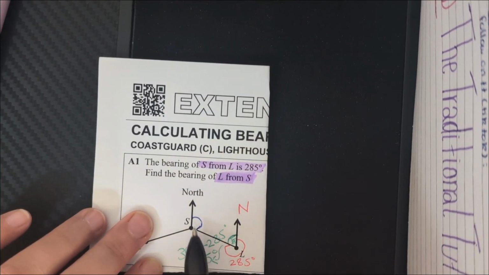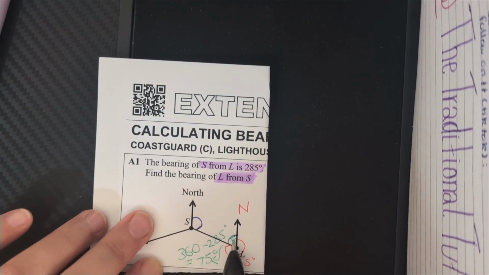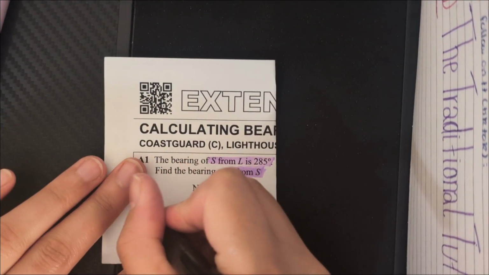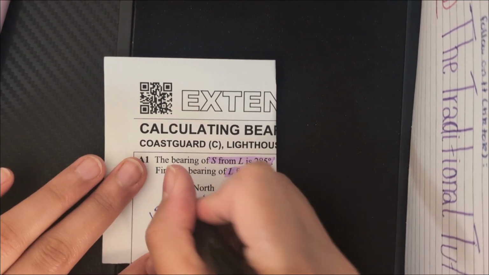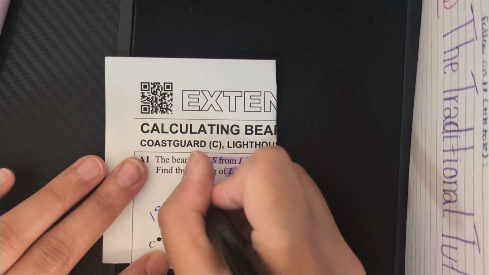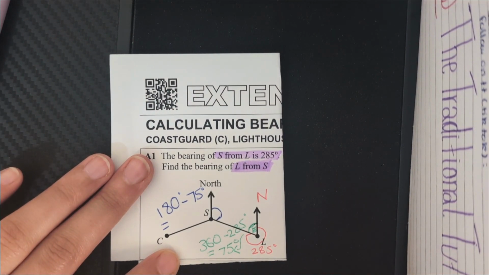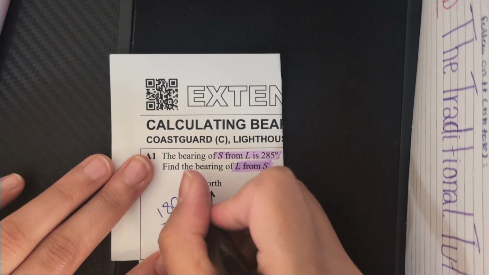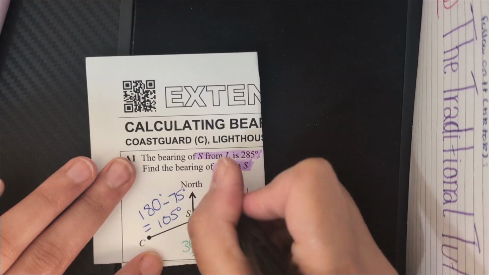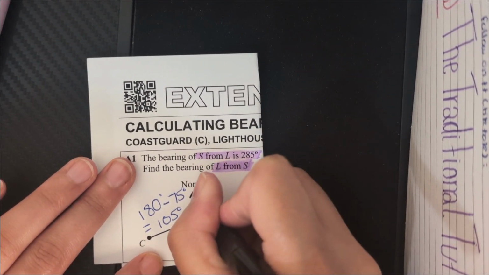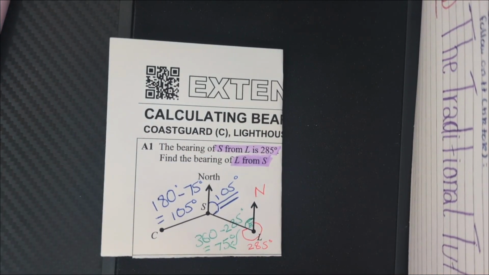And now I can work out what S is going to be, because these angles are co-interior. That means they sum to 180 degrees. So I'm going to do 180 minus 75 degrees, and that should give us my answer, which is 105 degrees. So therefore this bearing is 105 degrees.